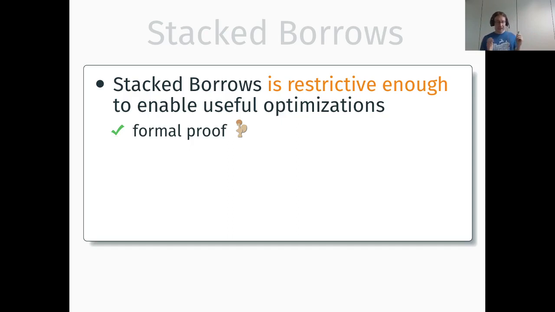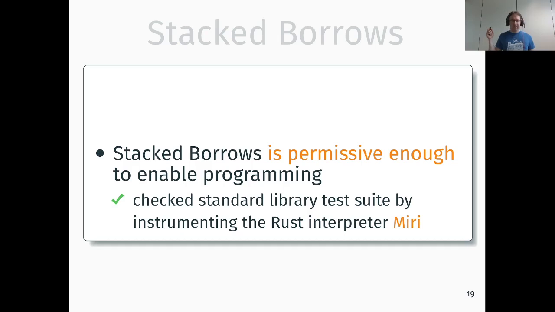Okay, so this is the argument for why the optimization is correct in general. Now let us see about Stacked Borrows being permissive enough to still enable useful programming. What is this interpreter that we did?